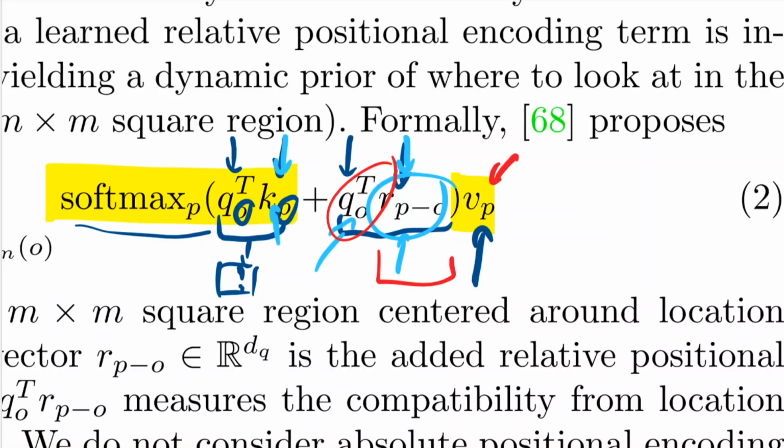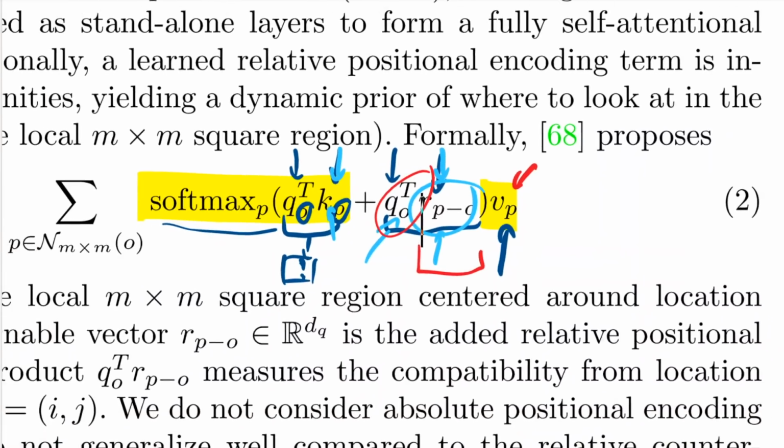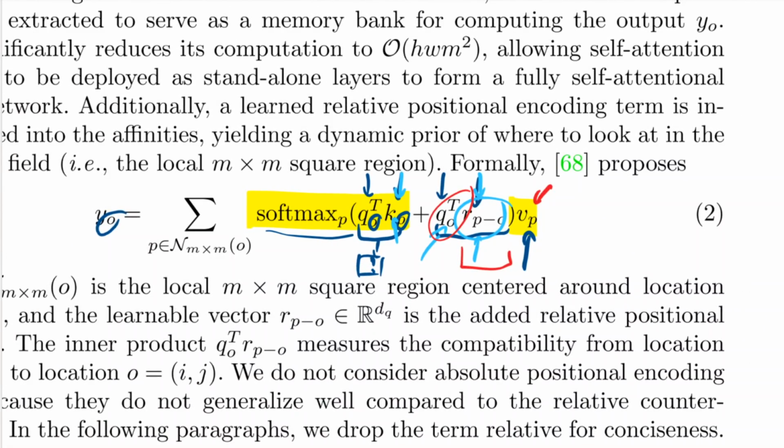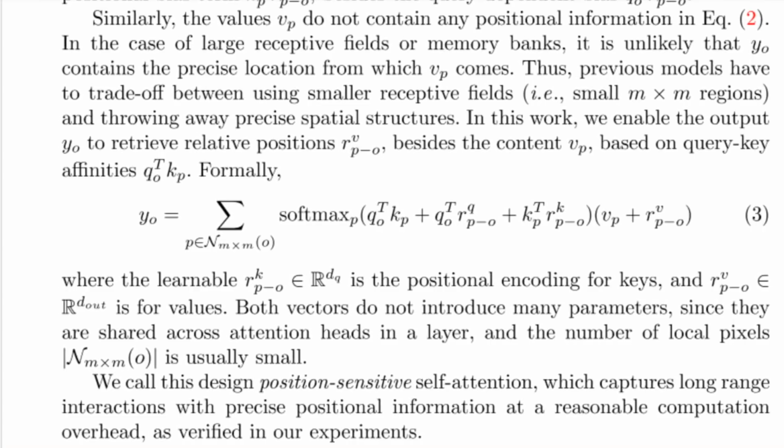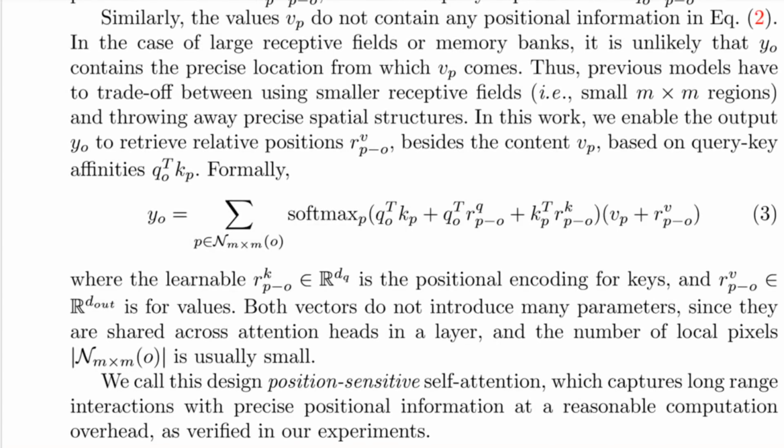So in the convolution, you learn how to aggregate information basically based on position, relative position to the position that you want to output. And here you do a similar thing. You learn static position embeddings that you then can attend to with your queries. All right, so these are the position embeddings, and they make use of those position embeddings. In fact, they attend them to the following. In this work, we enable the output to retrieve relative positions beside the content based on query key affinities formally.